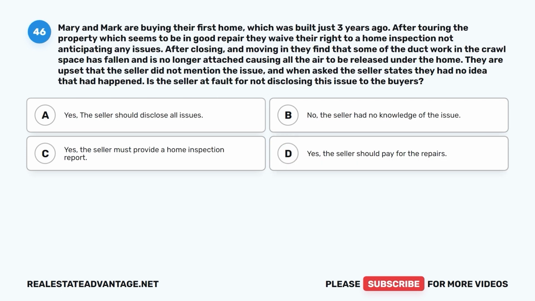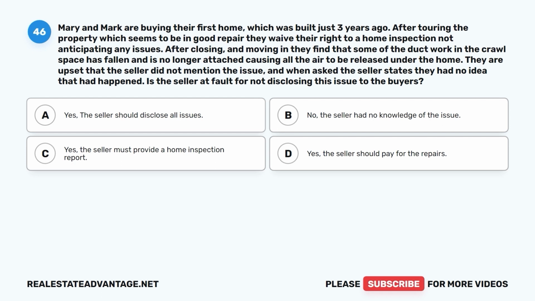Question 46. Mary and Mark are buying their first home, which was built just 3 years ago. After touring the property, which seems to be in good repair, they waive their right to a home inspection, not anticipating any issues. After closing and moving in, they find that some of the ductwork in the crawl space has fallen and is no longer attached, causing all the air to be released under the home. They are upset that the seller did not mention the issue. And when asked, the seller states they had no idea that had happened. Is the seller at fault for not disclosing this issue to the buyers?